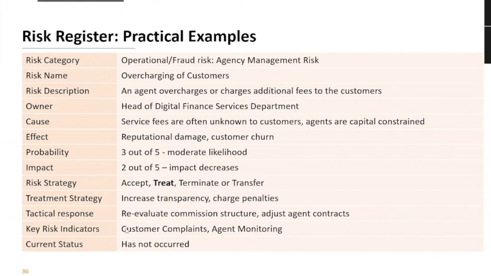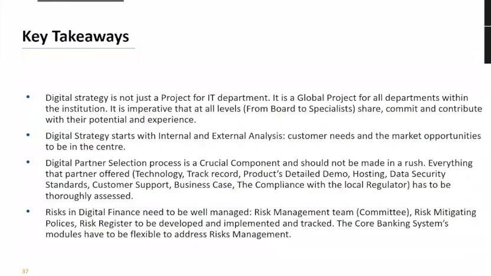Key risk indicators: customer complaints and agent monitoring. And for agent monitoring, we also need to have a proper reporting tool. So our system has to support that monitoring tool so that we can control what's going on. And the current status: has not occurred. So this was the second practical example of the risk register with an operational risk, which was actually my last slide before the key takeaways.